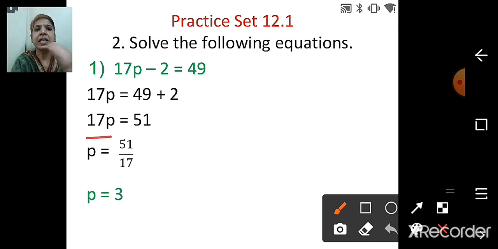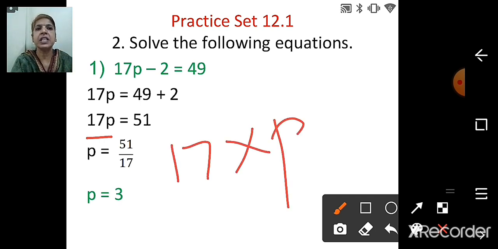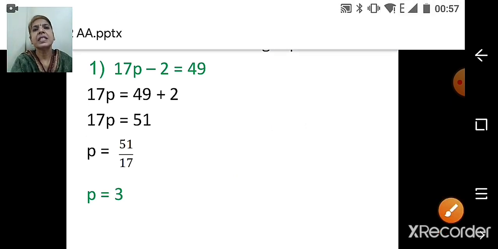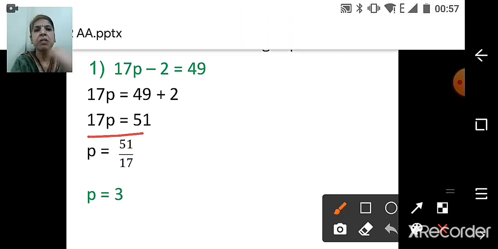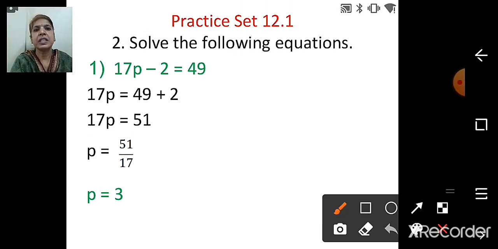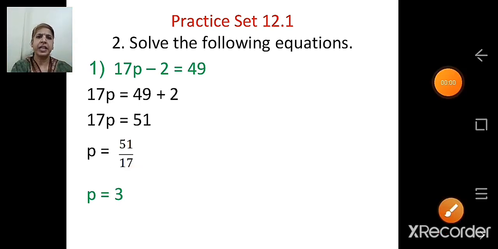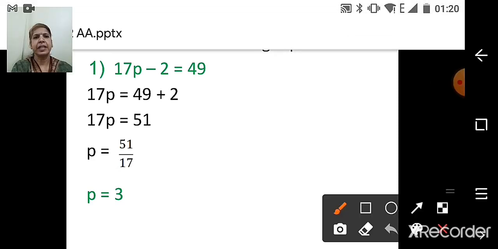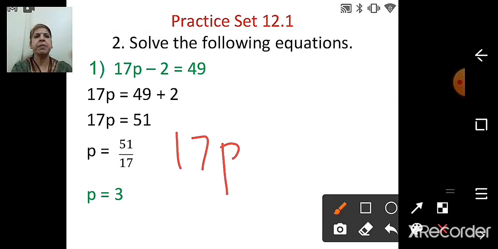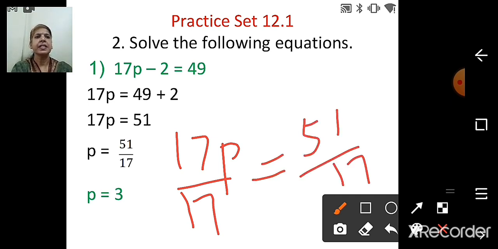Now 17p, when we say 17p, the sign involved is 17 into p. So when we say 17 into p, it is 17 p is equal to 51. So the sign involved is multiplication. So now we are going to take division. So dividing by 17 on both sides. So 17p divided by 17 is equal to 51 divided by 17.